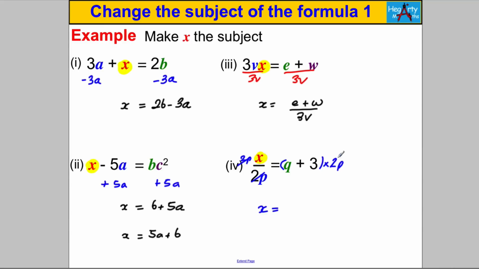And the way we usually write that, we usually write the 2p in front of the brackets like this. 2p bracket q add 3. Now there's no need to expand that bracket. No one told you to expand the bracket, but if you really wanted to, you could say it was 2pq add 6p. But you don't have to do that step. That is good enough for x as the subject of the formula. But we would always write that multiplied 2p in front of a bracket. That's mathematically correct.